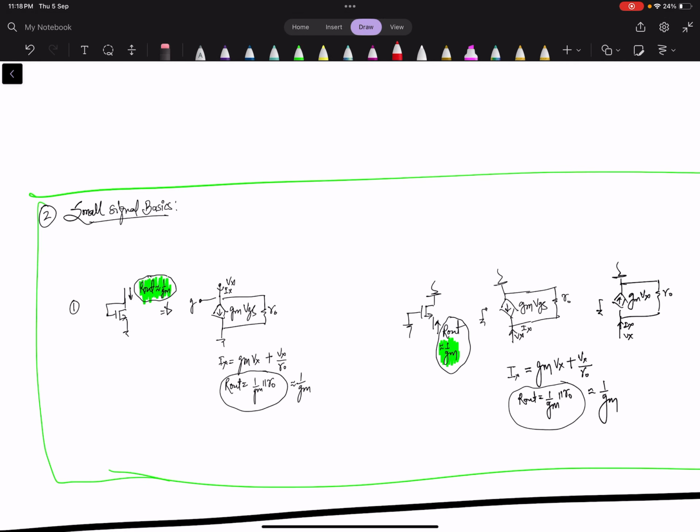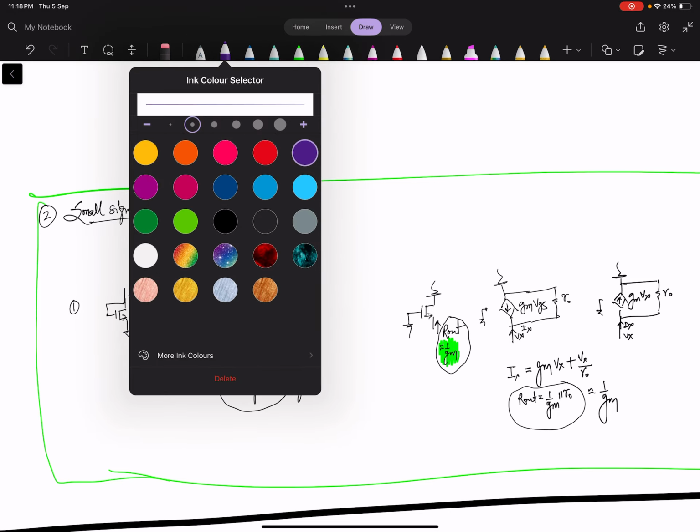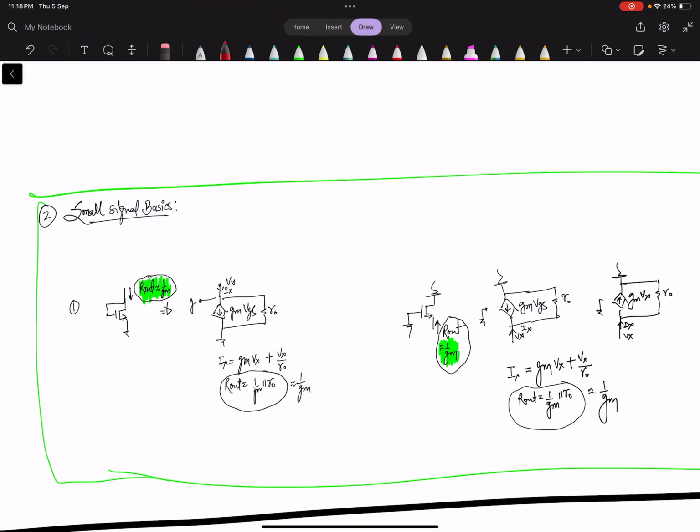Hello, in this video we will see the very basics of a small signal model. If you see the diode connected structure, the resistance looking from the drain side will be equal to 1 by gm, but it is not exactly equal, it is approximately 1 by gm.